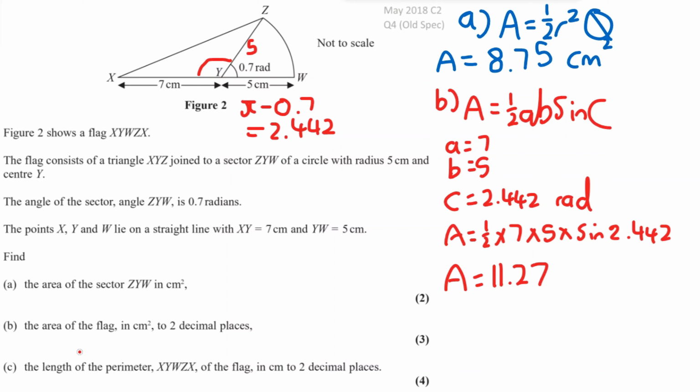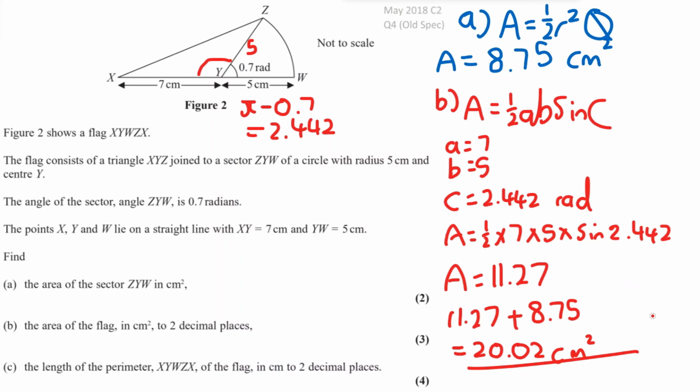But the actual question wants us to find the area of the flag. The whole thing, so all we do is do 11.27 plus the area of the sector, which we figured out in part A. So 11.27 plus 8.75, which if you put into a calculator is equal to 20.02 to 2 decimal places, and you can also do centimeters squared if you want to. And that's the final answer.